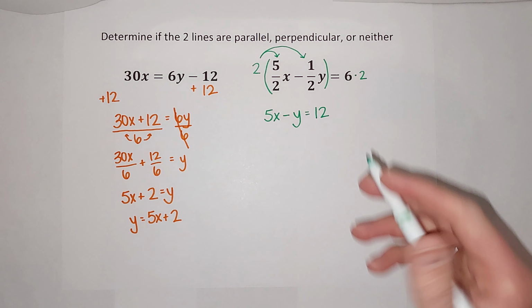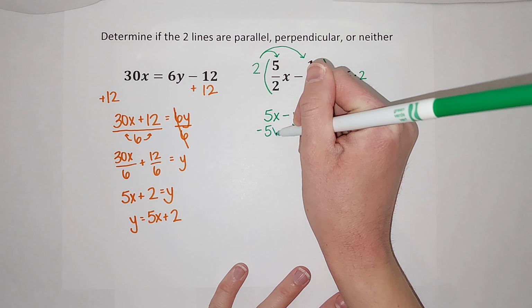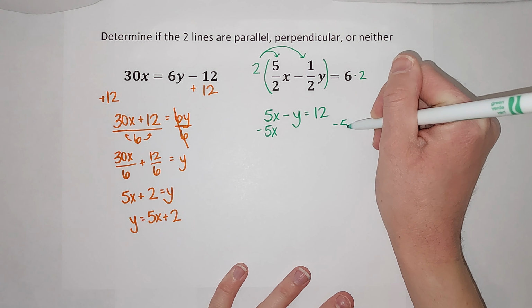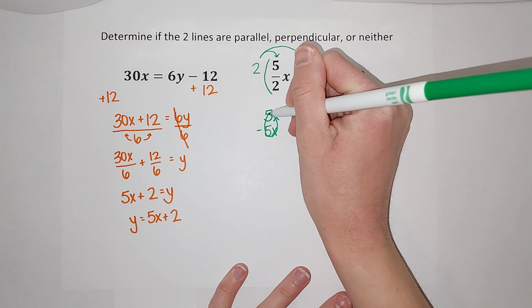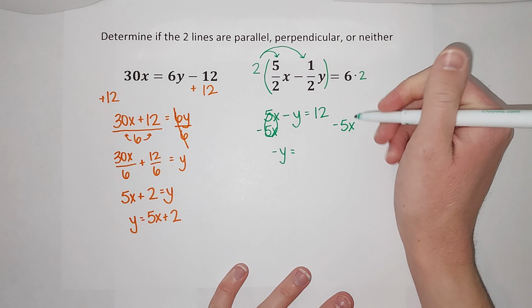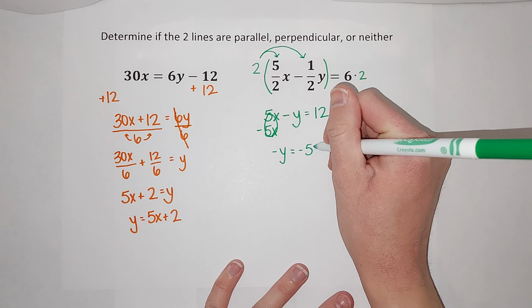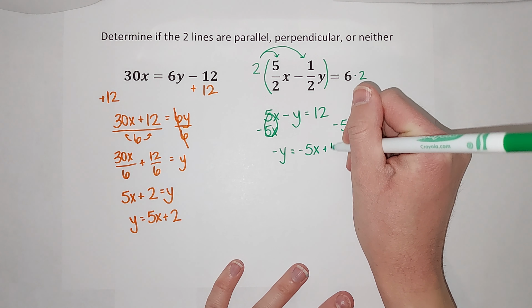Okay, we're still trying to get y alone. So I'm going to get rid of this 5x. I'm going to subtract 5x from both sides. Always keeping things balanced. Okay. So then I have negative y equals, I'm going to write the x first again, just because we're getting into slope-intercept form, negative 5x plus 12.